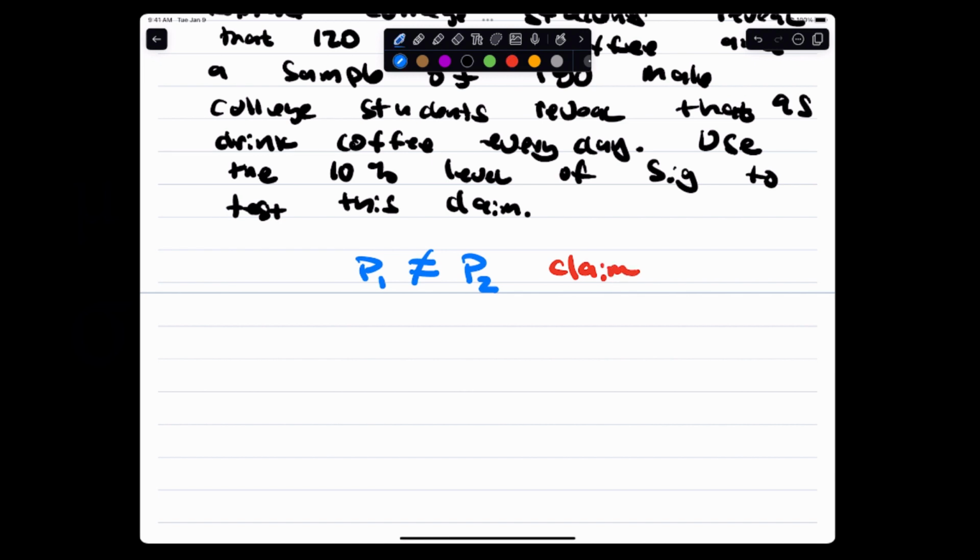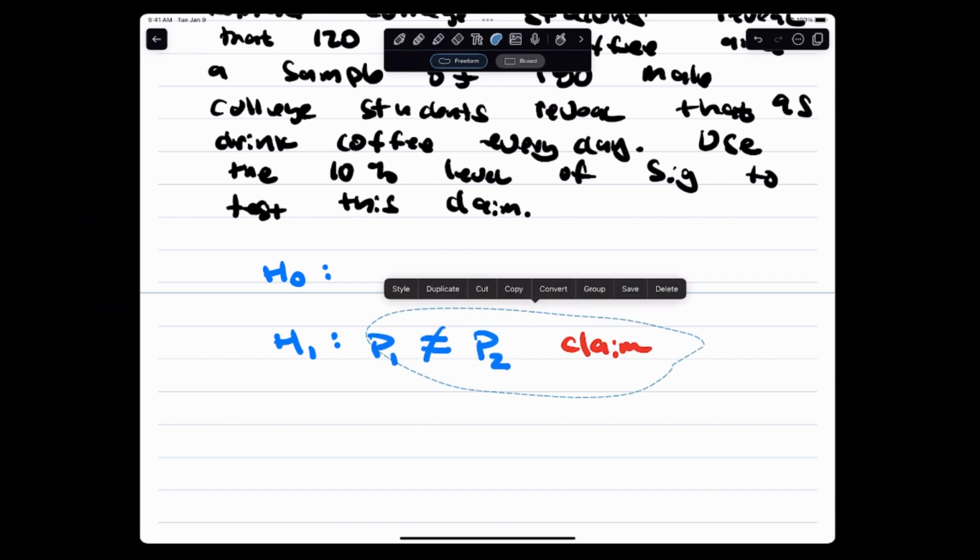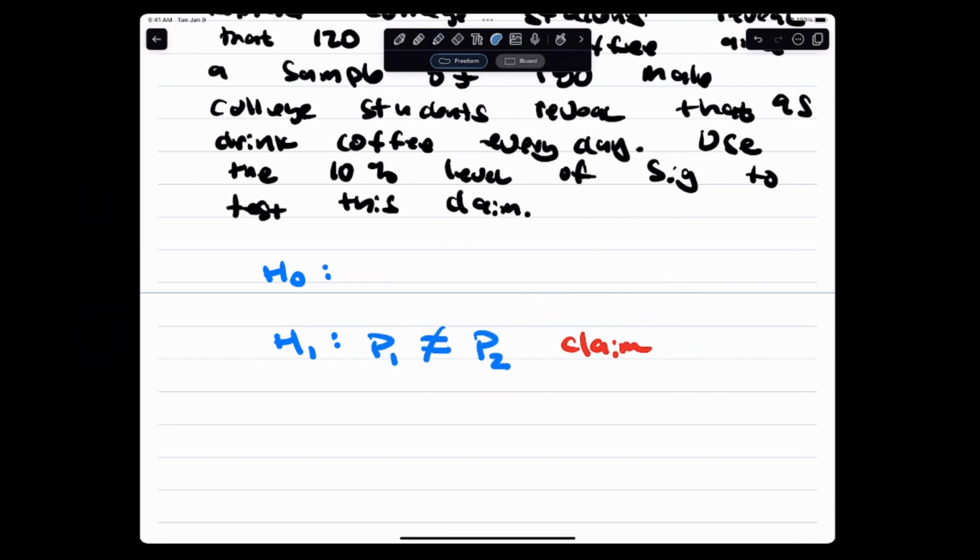Isn't that the claim? Where does that go? Is that a null or is that an alternate? No, alternate. Where do you guys think that goes? Why is that an alternate hypothesis? Not equal.